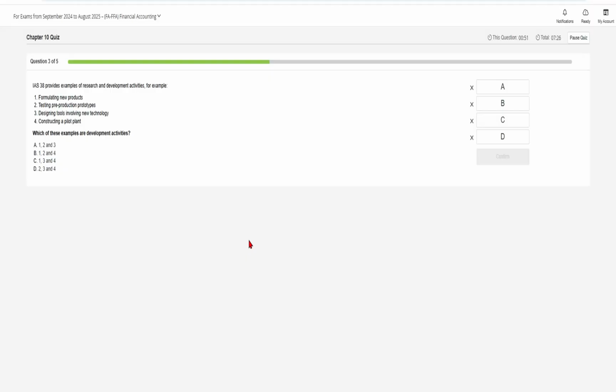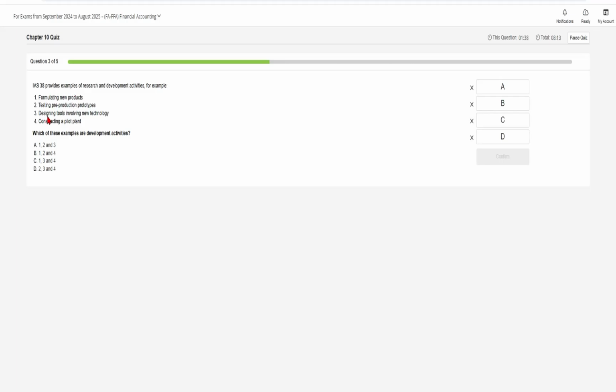Okay, so our development activity will include the application of research findings to the plan or design for the production of a new product, new material or new device before commercial production or use begins, right? But the first one is at the early stage of the activity, so it's basically research, not development activity. And next we have testing of pre-production prototypes. So it's a development activity. Why? Because it involves refining a product before commercial use, right? So it's the correct one.